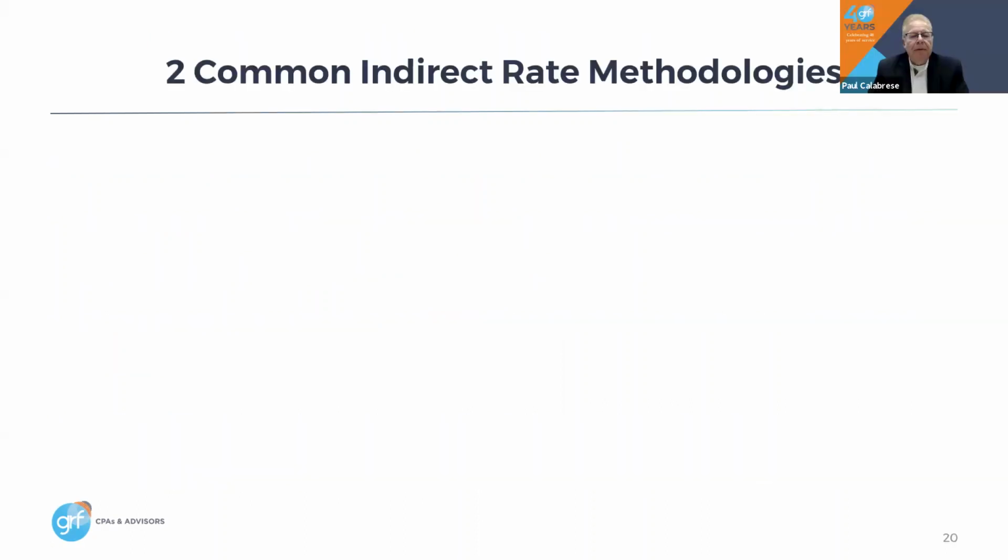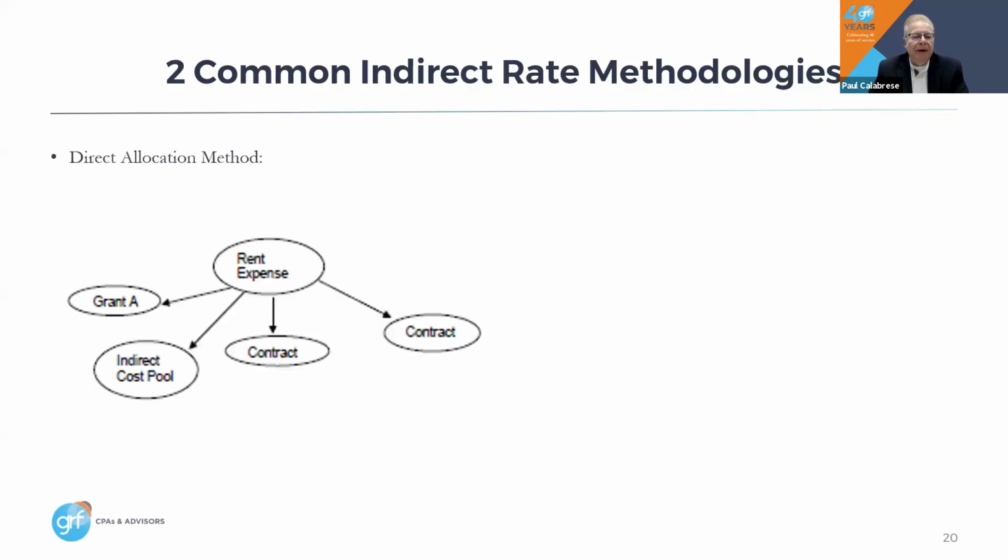Okay, so now what we're going to do, if you could show me the first item there, thank you. This is a diagram of the direct allocation method. I think when we talk about this so often, we deal with indirect rates every day, but some of our clients don't. We think it's more helpful if we have a graph or a diagram to explain the difference between the direct allocation method and the simplified.